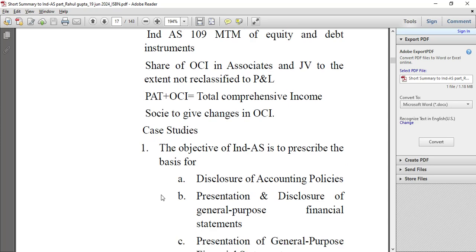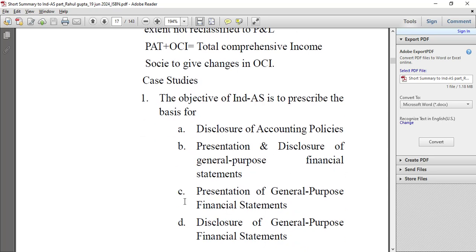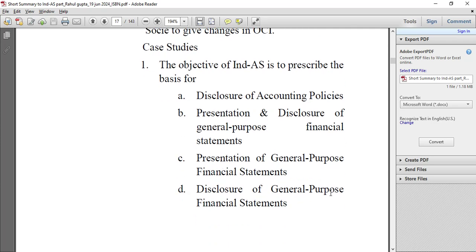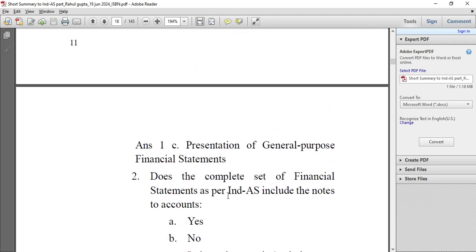The objective of Ind-AS is to prescribe the basis for disclosure of accounting policies. Presentation and disclosure of general purpose financial statements. Presentation of general purpose financial statements. Disclosure of general purpose financial statements. Presentation of general purpose financial statements is the answer.